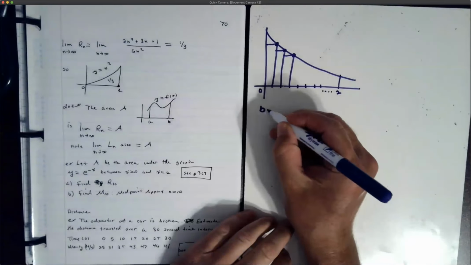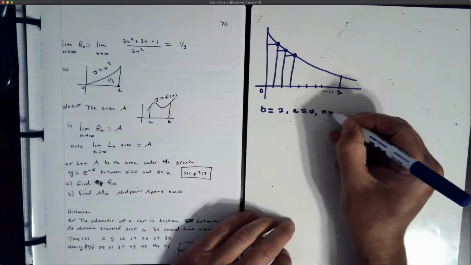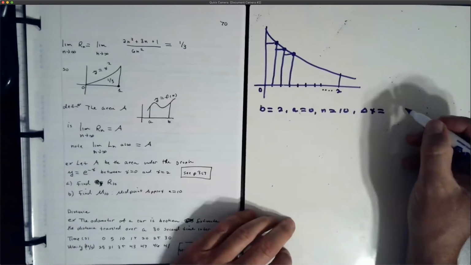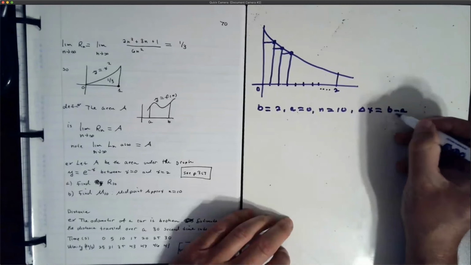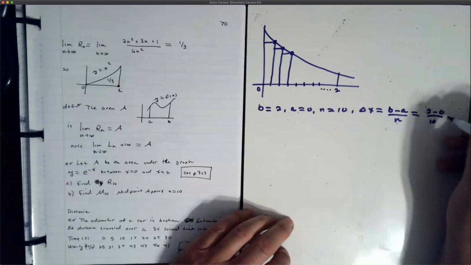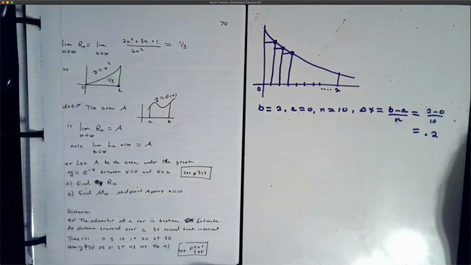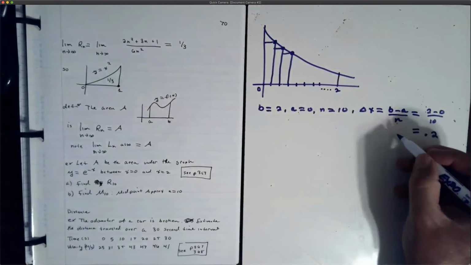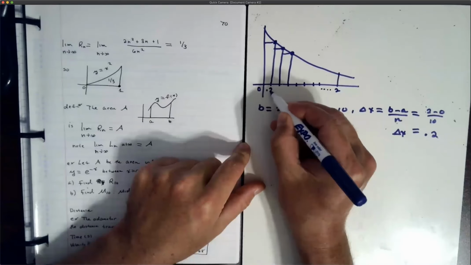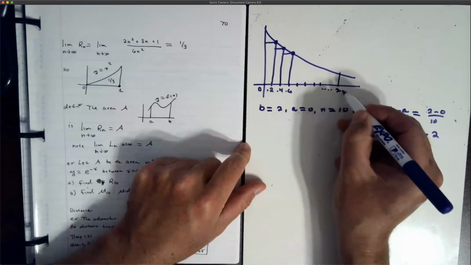So b is equal to 2, a is equal to 0, n is equal to 10. Delta x would be the width of each subdivision, and that would be b minus a divided by n. So that's equal to 2 minus 0 divided by 10, which is 1/5, or 0.2. If delta x is 0.2, then the first subdivision point is 0.2, then 0.4, 0.6, and the very end would be 2.